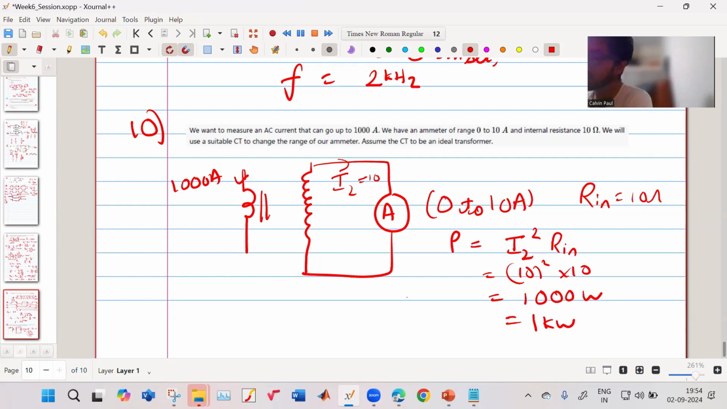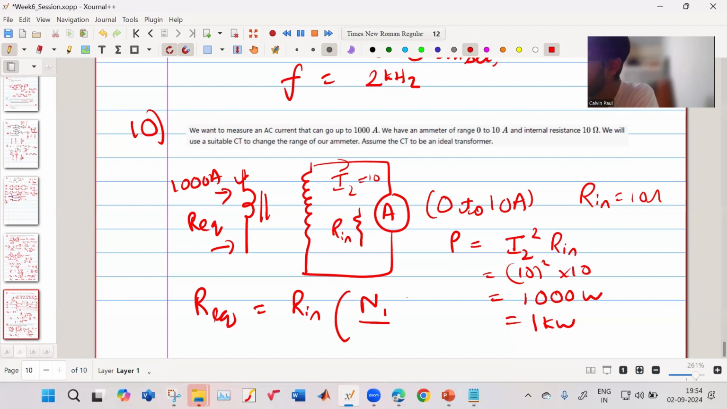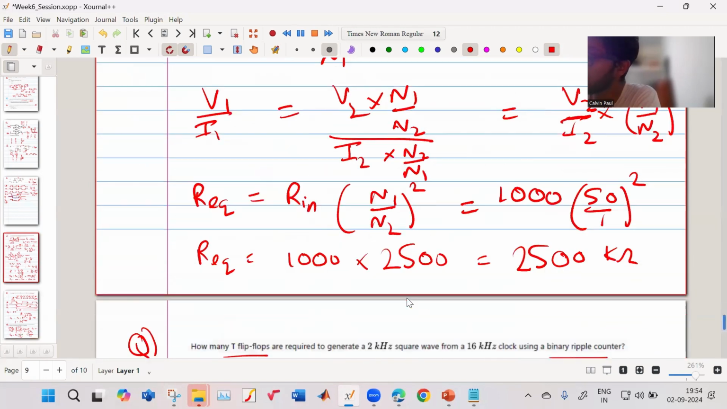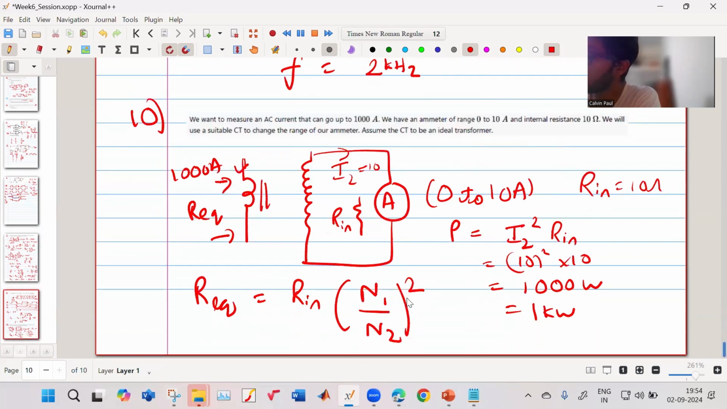Okay. Now this is resistor Rin. So the reflected equivalent resistance seen over here is equal to Rin into N1 upon N2 square, right? The same formula we got over here, N1 upon N2 square. Now what will be N1 upon N2?